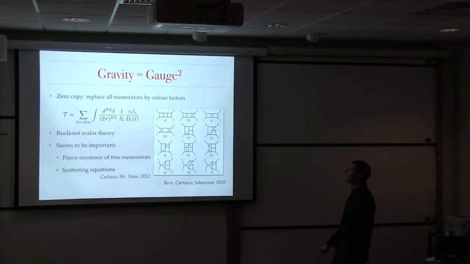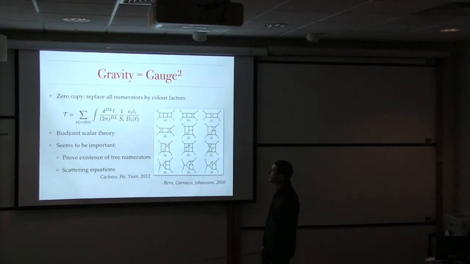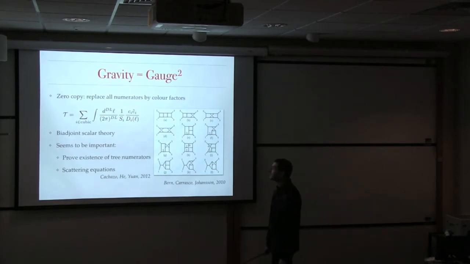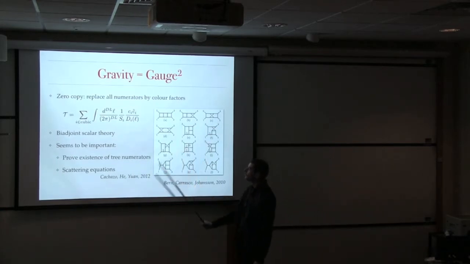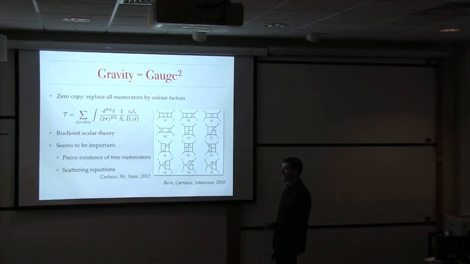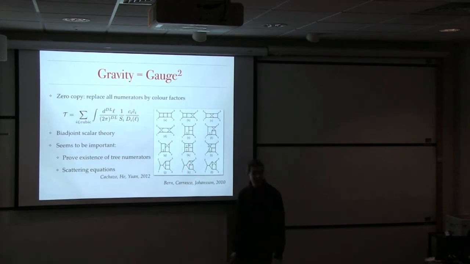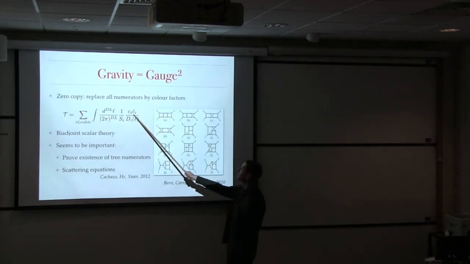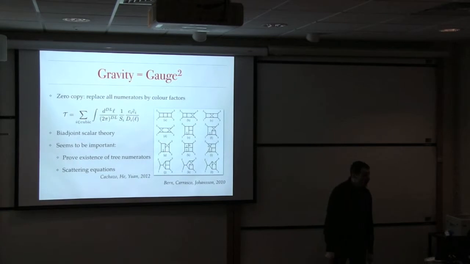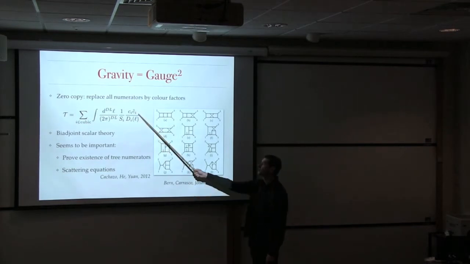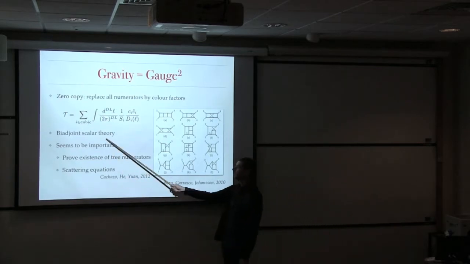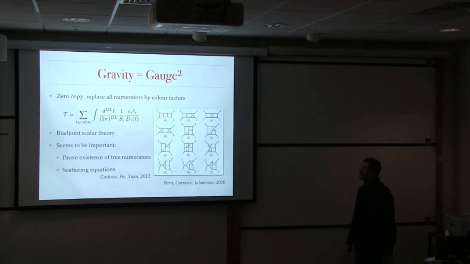In fact, it'd be quite convenient to think about what we sometimes call the zero copy, which is supposed to be the opposite of what you do in the double copy from gauge theory to gravity. So instead of replacing color factors with kinematic numerators, you do the opposite: you replace kinematic numerators by color factors. So you get scalar theories where in the numerator you just have two copies of color factors, for example for some gauge group SU(N) and some other gauge group SU(N). So the scalars are in the adjoint representation of two different groups, some sort of bi-adjoint scalar.